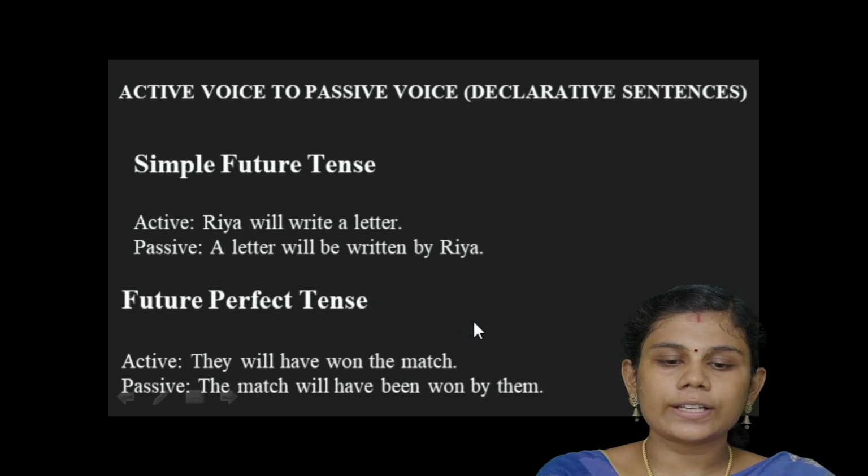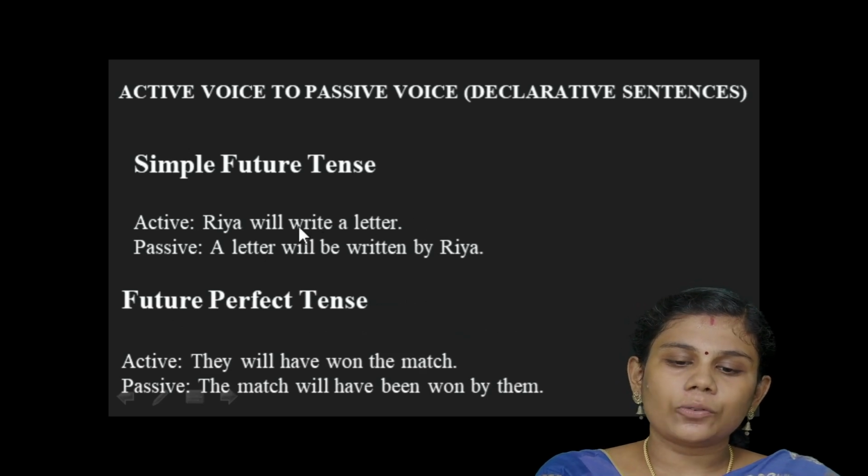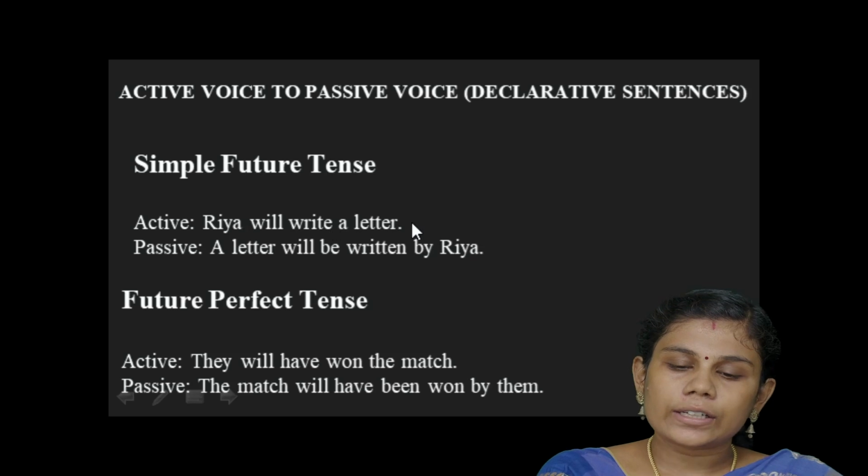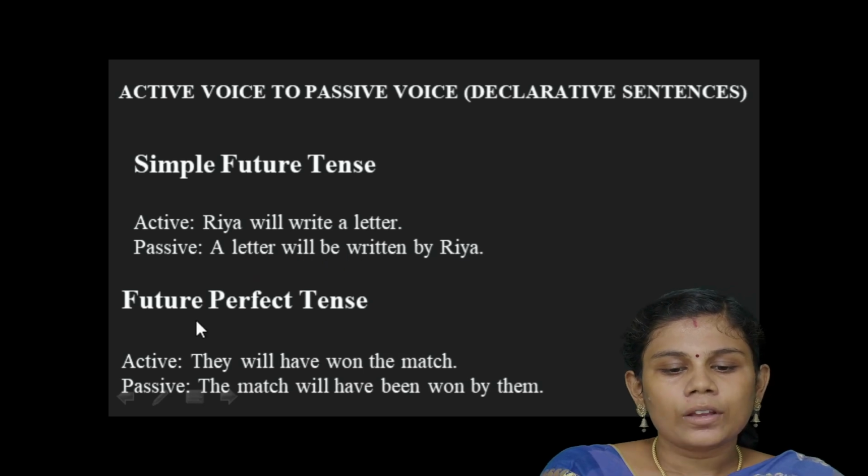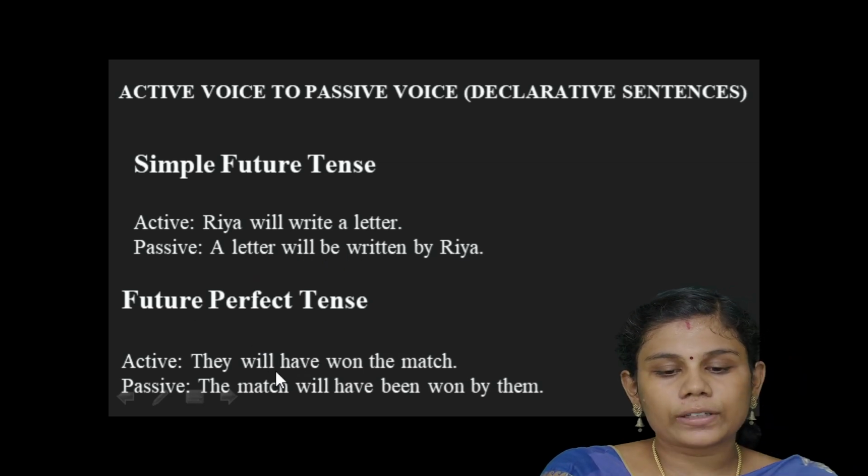Next, in future tense: Ria will write a letter. Will write indicates it is in the simple future tense. Ria is the subject, will write is the verb, a letter is the object. So a letter should come first: A letter will be written by Ria. Then in future perfect tense: They will have won the match.